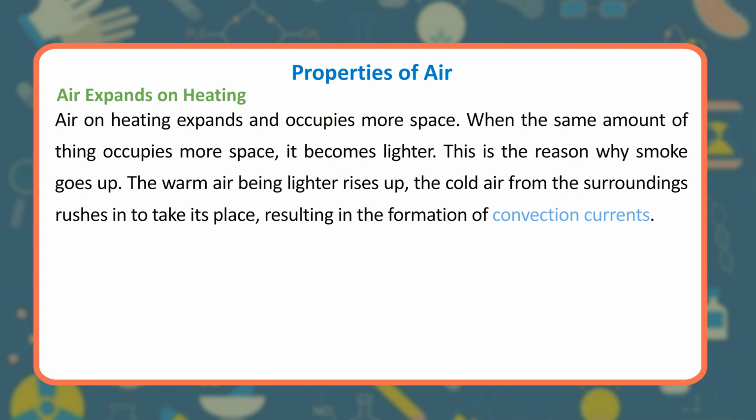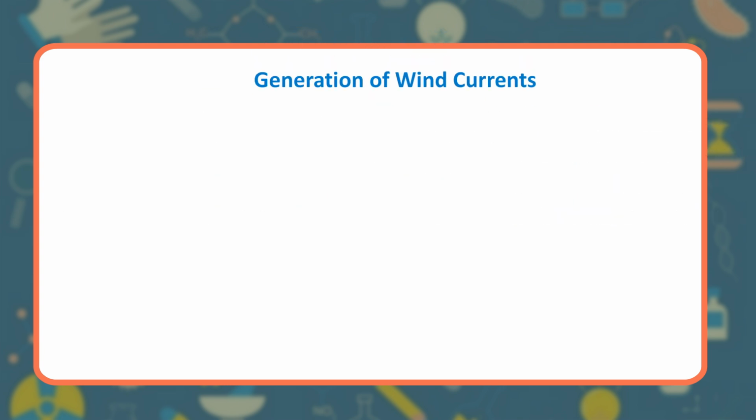This is the reason why smoke goes up. The warm air being lighter rises up. The cold air from the surroundings rushes in to take its place, resulting in the formation of convection currents.